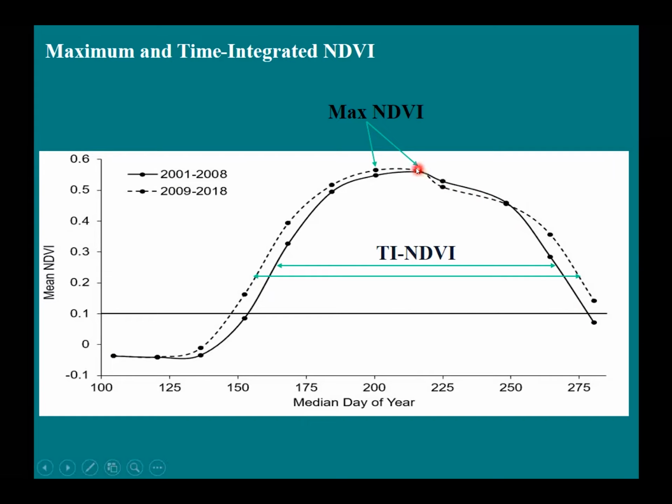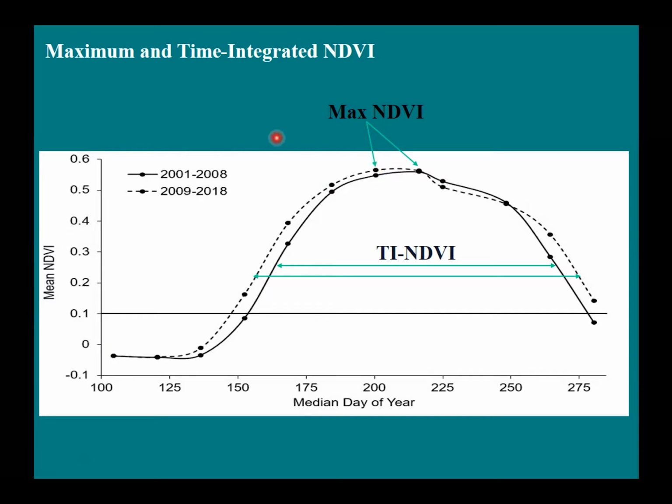So there are some things you can pull out of the seasonal curve. You can pull out the maximum value of the NDVI, which is something that we often do. And you can calculate the integral under the curve, the TI, the time integrated NDVI. And that's an index of the total productivity of the vegetation over the course of a growing season. The maximum is the peak biomass of the vegetation. And we can look at how these things changed over time, which is commonly what we do.